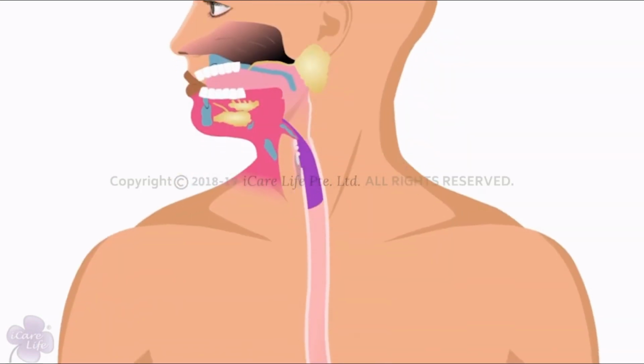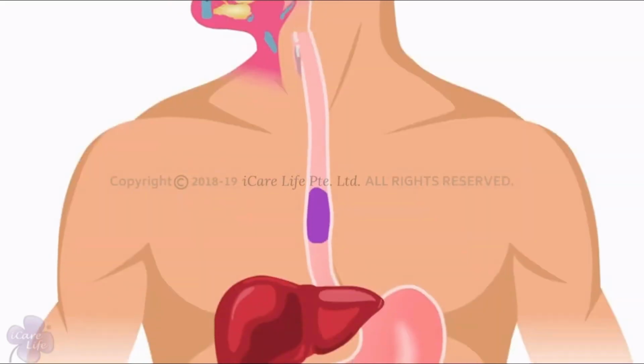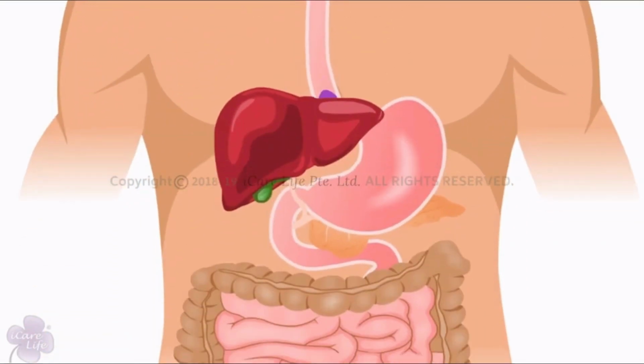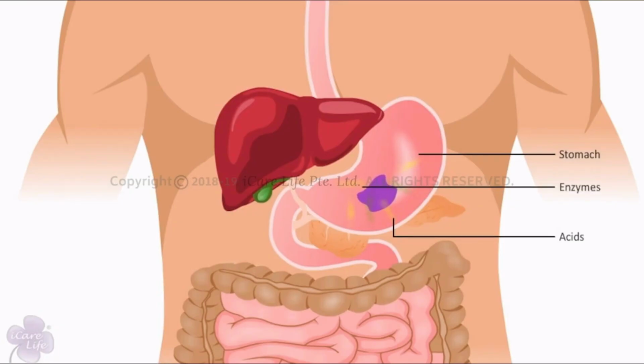From the pharynx, food goes down to a muscular tube called the esophagus. The muscle contractions force food down through the esophagus to the stomach. The food is churned and mixed in the stomach with acids and enzymes produced by glands in the wall of the stomach. The food is broken down and finally made into a thick liquid.